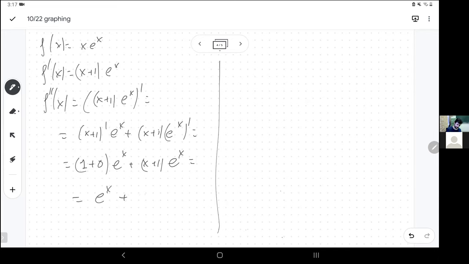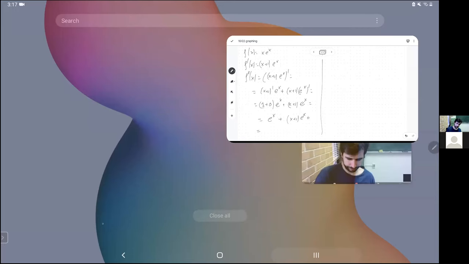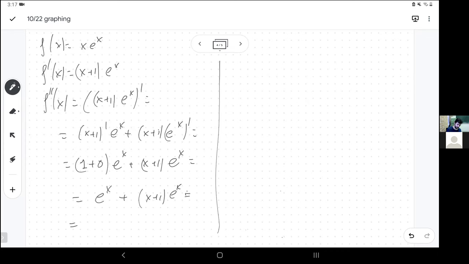So what I have is the same function, but with one more e to the x. I can pull out a common factor of e to the x. I'm left with one. So the second derivative is x plus 2 times e to the x. And this is positive if x is bigger than negative 2.